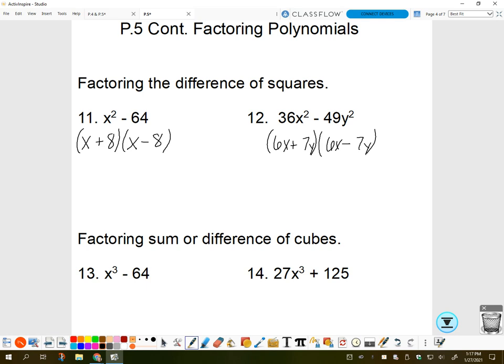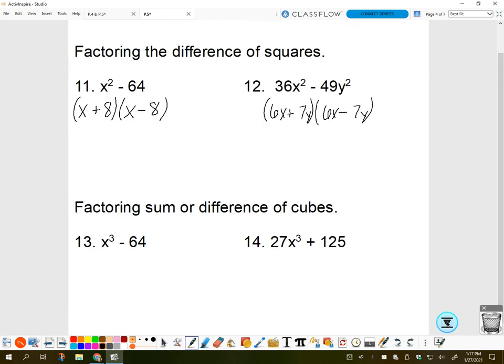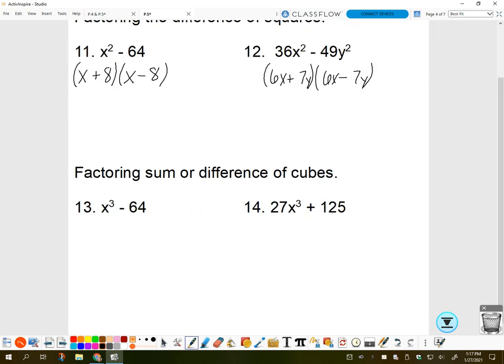All right, so for a sum or difference of cubes, those also follow a pattern, but they follow a little more complicated pattern. So for squares, going back to the previous two examples, that only works with subtraction. If you have perfect cubes, you can factor that with addition or subtraction, which is why it says sum or difference of cubes. So here we have a difference of cubes. Here we have a sum of cubes.